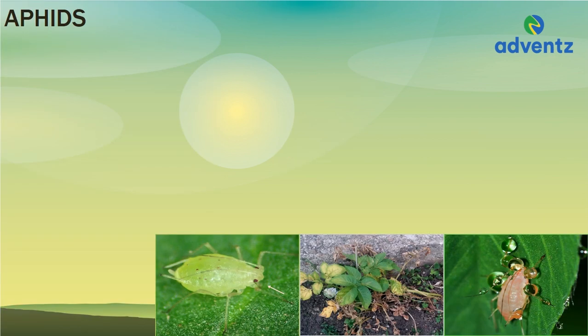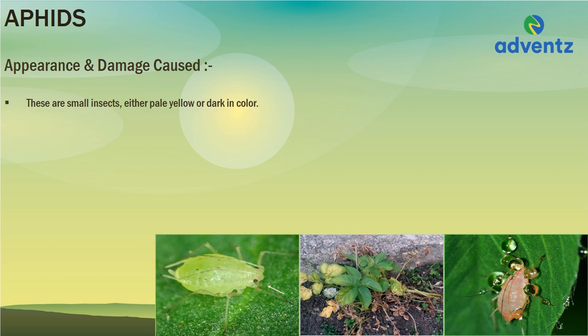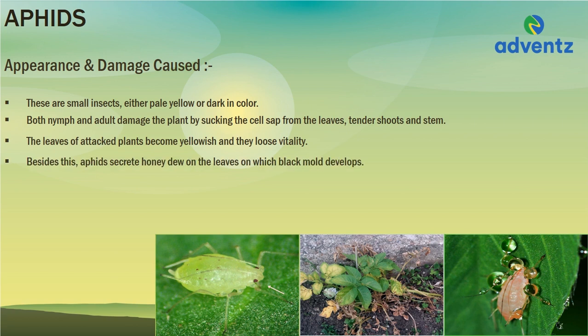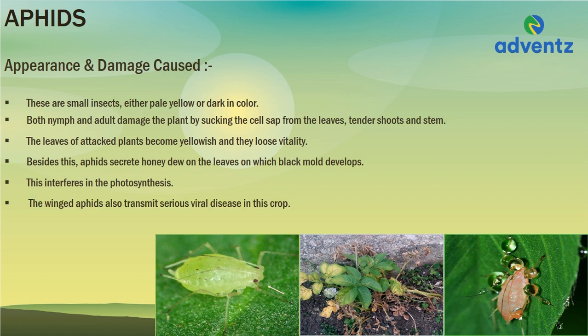The next pest is aphids. They're small insects, as you see on the screen, either pale yellow or slightly darker in color. The image on the right is darker. Both nymphs and adults damage the plant by sucking the cell sap from the leaves, tender shoots, and stem. The leaves of the attacked plant become yellowish, therefore they lose vitality. Besides this, aphids secrete honeydew on the leaves on which black mold develops. This interferes with photosynthesis. The winged aphids also transmit serious viral disease in this crop.